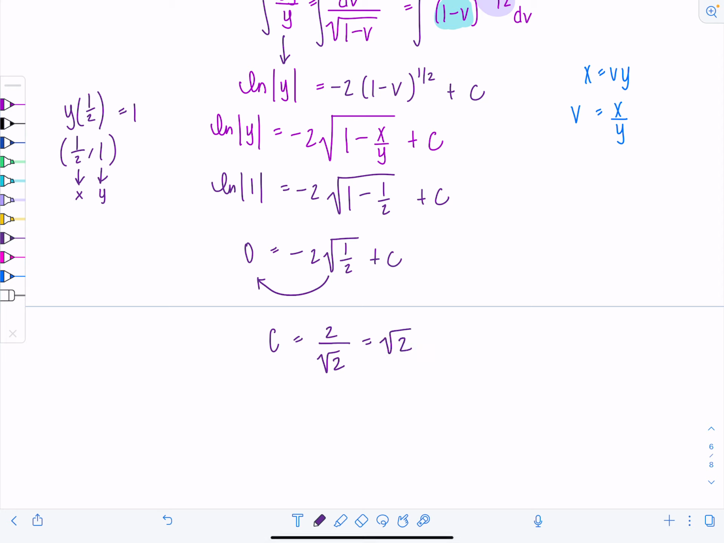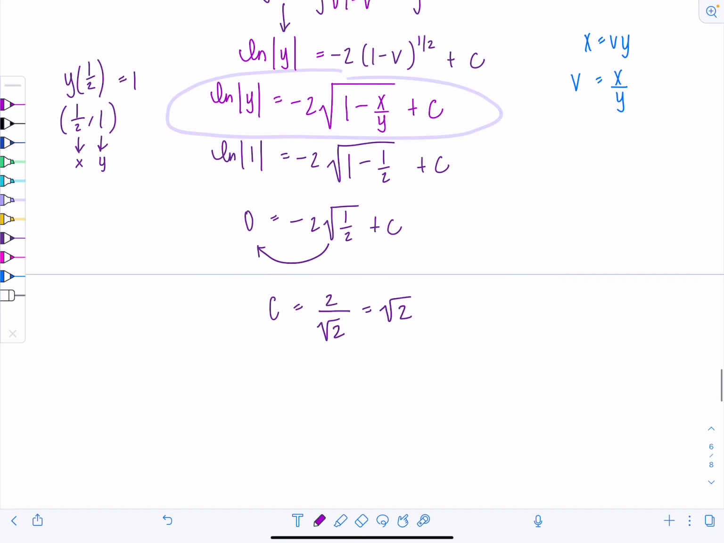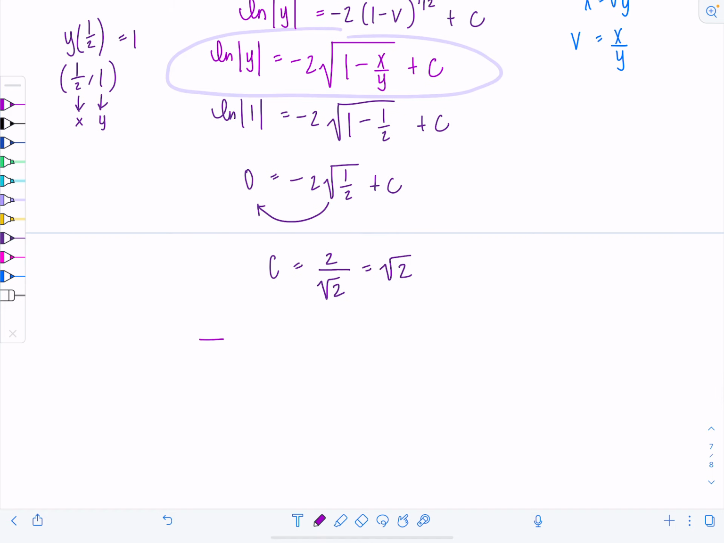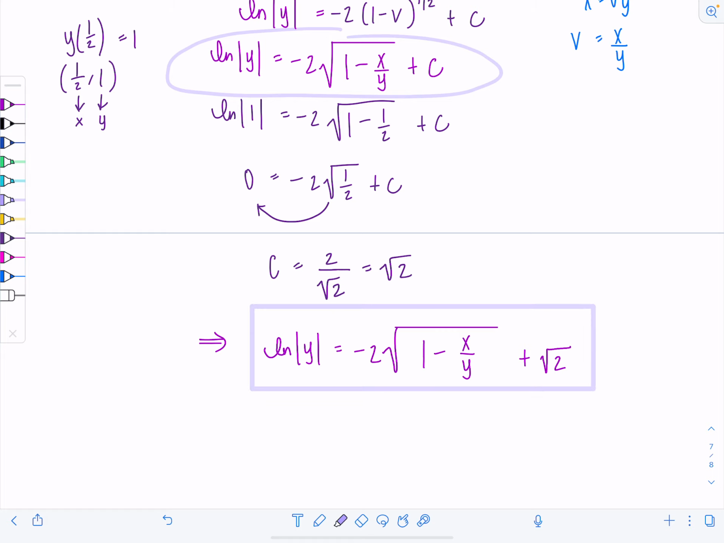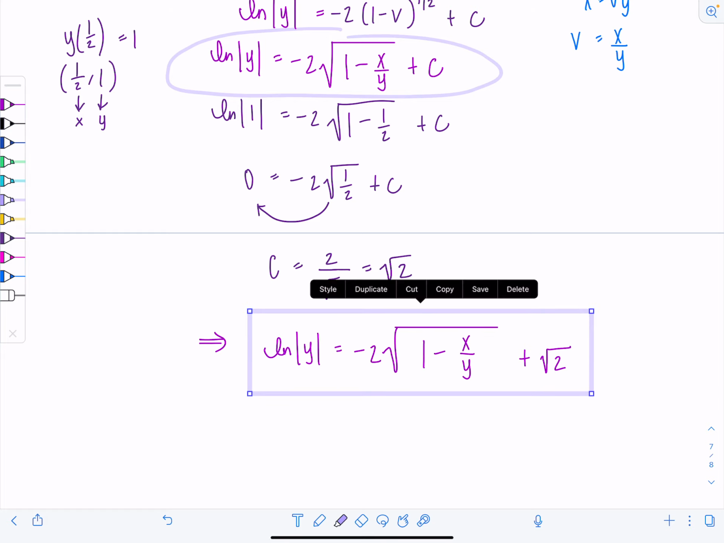And then now I can put everything together. So remember, we got up to this step. I'm just going to replace c with rad 2 and call it a day. So we've got now as our solution natural log absolute value of y equals -2 times radical 1 minus x over y plus rad 2. And that's it, folks. How was that? I know it's not the cutest solution I've ever seen, but it is what it is.